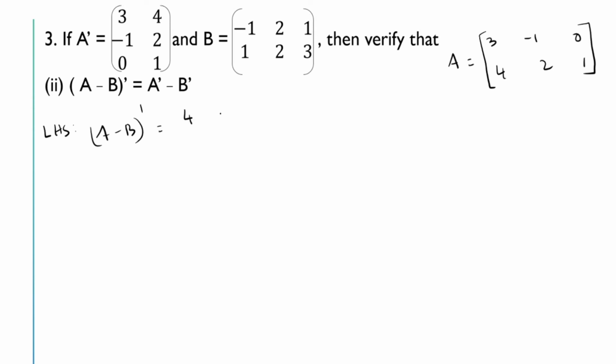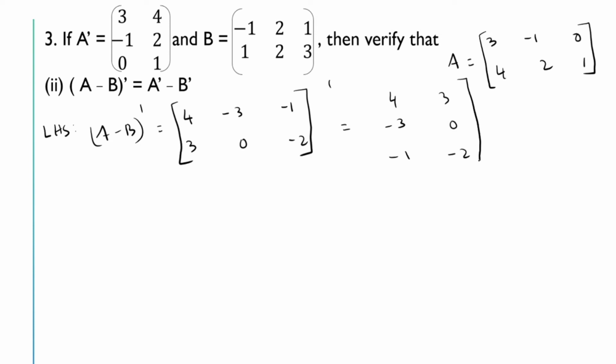So 4 minus 3 minus 1, here 4 minus 1 3, 2 minus 2 0, 1 minus 3 minus 2. 3, 0, minus 2. This is A minus B. We have to find the transpose of this. So this will be equal to 4 minus 3 minus 1, 3, 0, minus 2. And the right hand side will be A transpose minus B transpose.